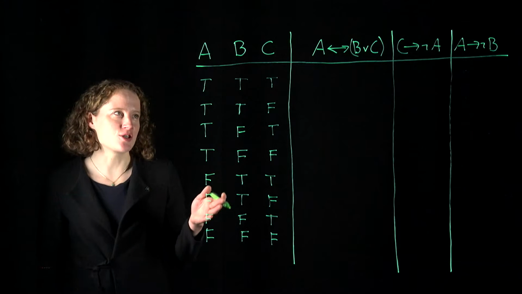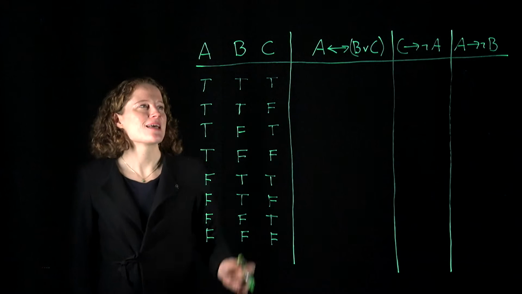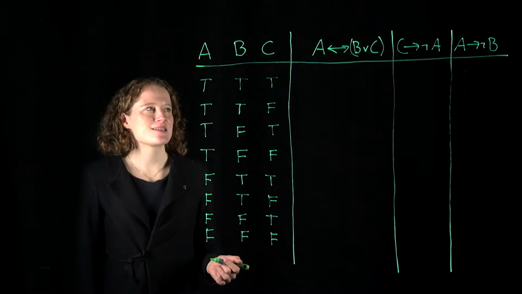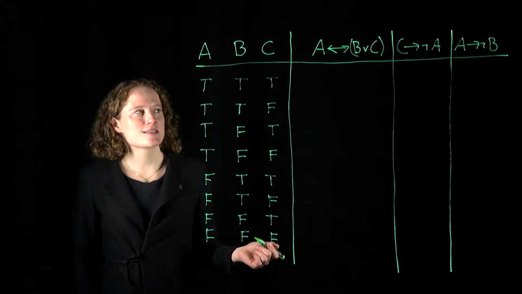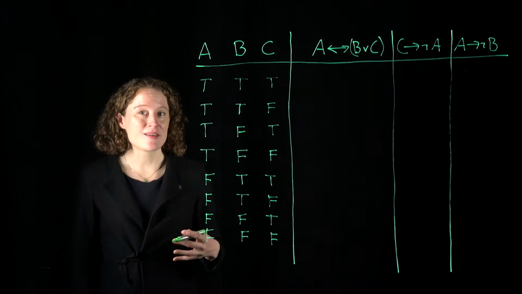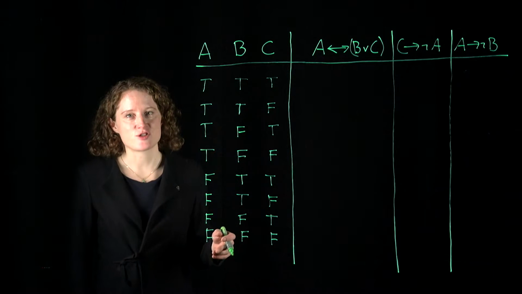Here we have a joint truth table for 3 sentences. The first sentence is A, if and only if B or C. The second sentence is if C, then not A. And the third sentence is if A, then not B. And we want to find out whether there is a valuation on which all 3 sentences are true.